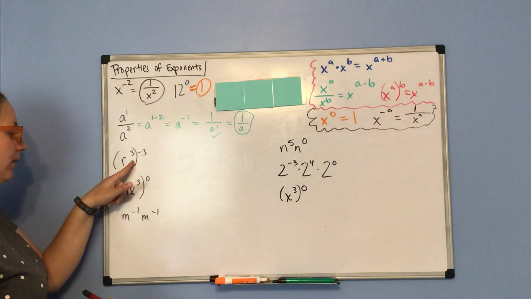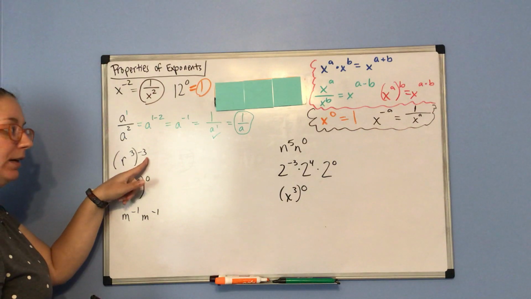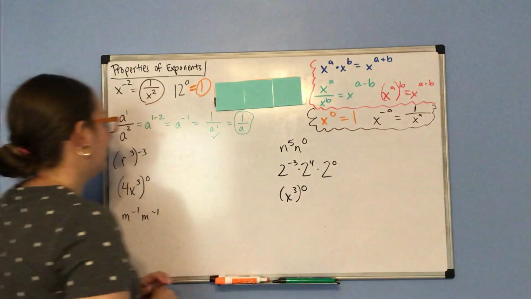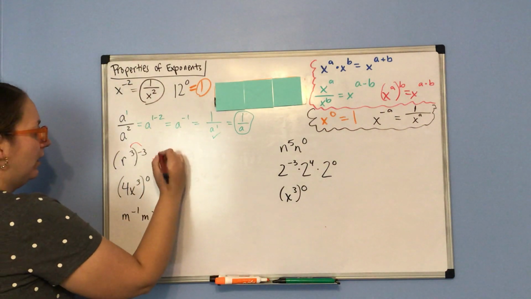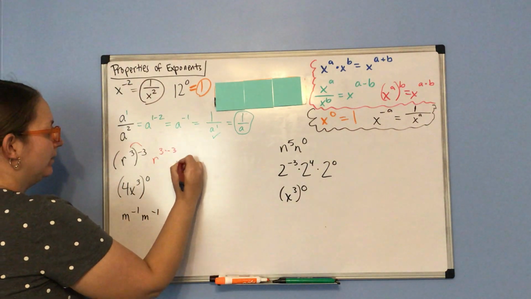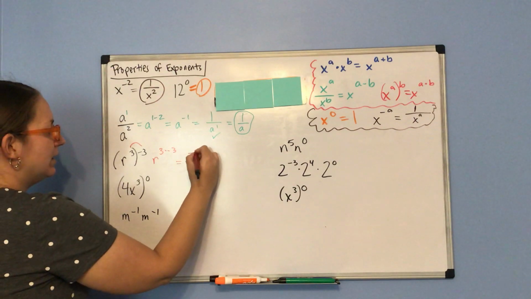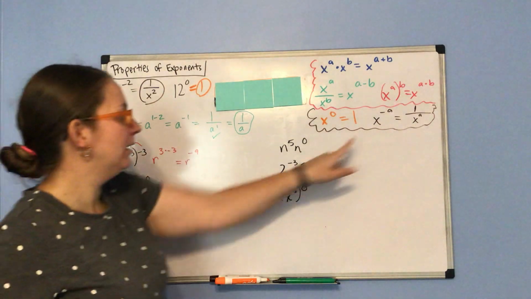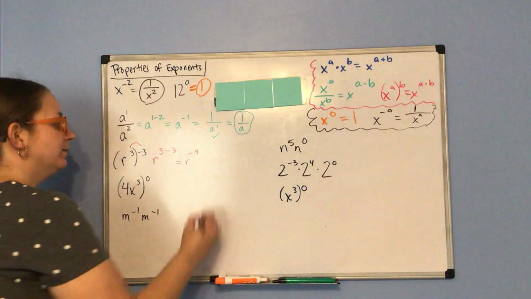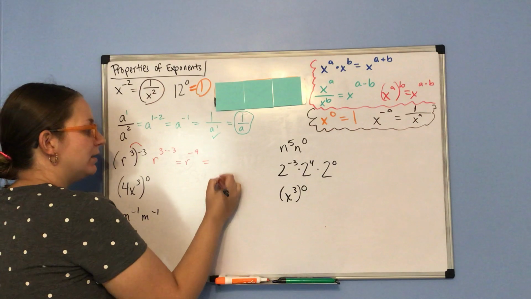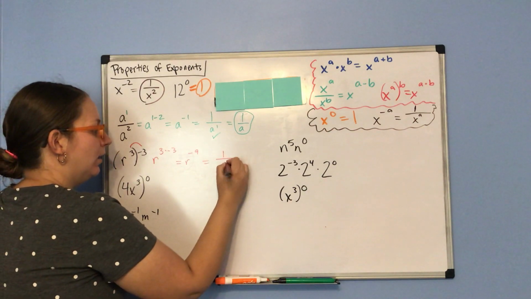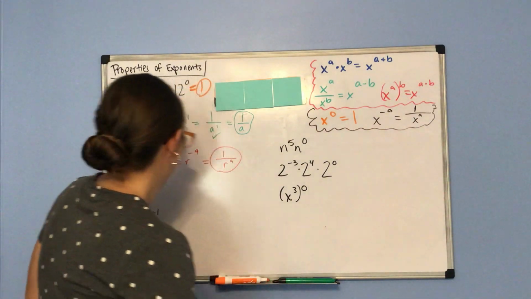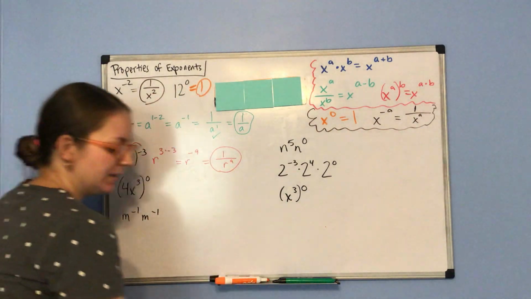Here I have r to the third with a negative third power on the outside. I know that inside exponents and outside exponents need to multiply together. So I'm thinking r to the 3 times negative 3. 3 times negative 3 is negative 9. Can't leave my answer like that though because I have a negative exponent. I've got to kick that down to the denominator. So r to the negative 9 is the same as 1 over r to the positive 9.